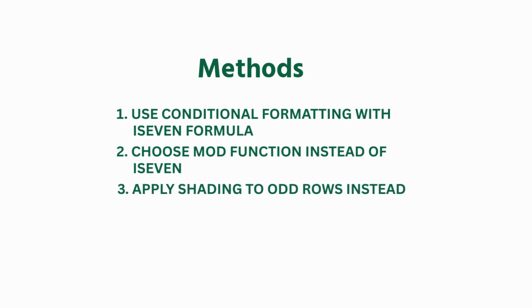So there you have it. 3 different ways to alternate row colors in Excel without using a table.